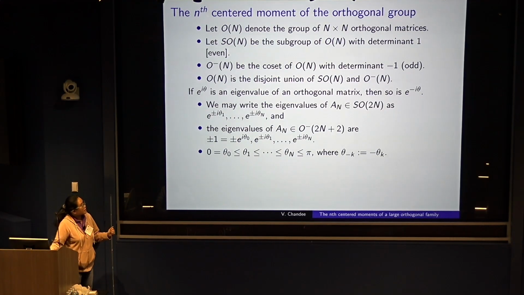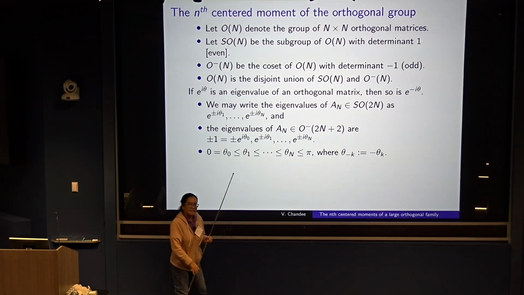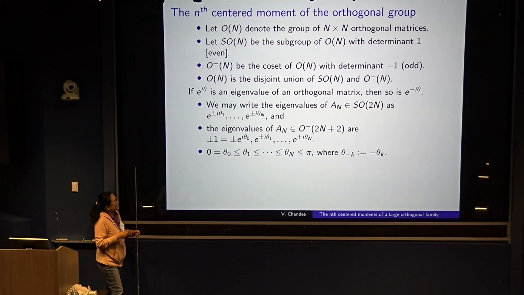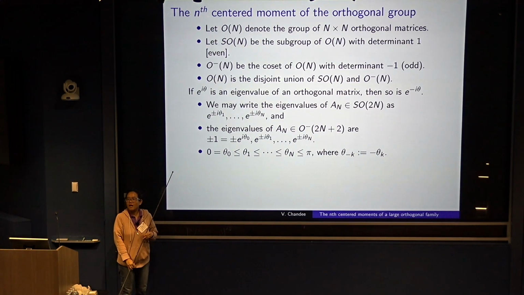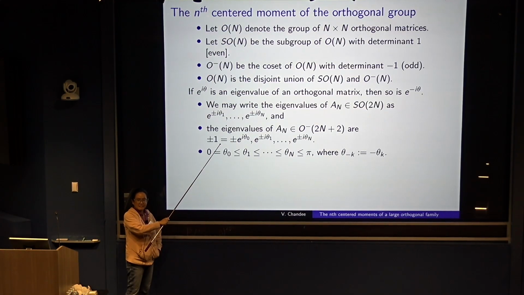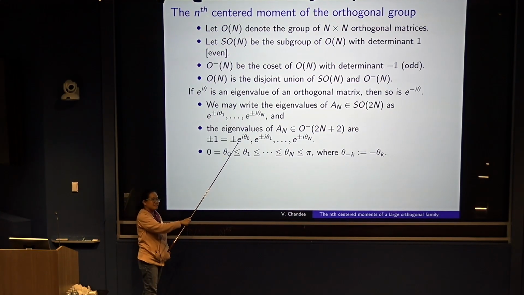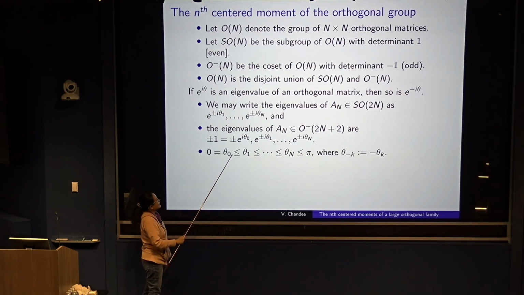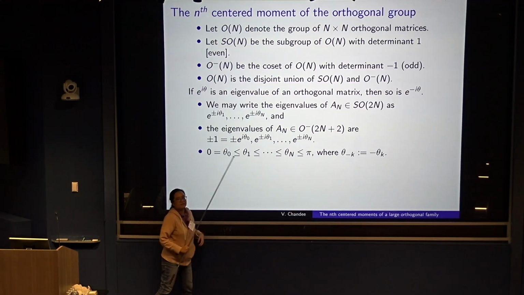Okay? And so if e to the i zeta is an eigenvalue of an orthogonal matrix, then e to the minus i zeta is also an eigenvalue. This can be an exercise in a linear algebra class. So for even orthogonal, you can write the eigenvalues as e to the plus and minus i zeta 1 up to e to the plus and minus i zeta n. For odd orthogonal, we have one extra eigenvalue, which is plus or minus 1. So we can add it as plus and minus e to the i zeta 0. Since it's symmetric in plus and minus, we can just look at the indices from zeta 0 to zeta n, going from 0 to pi instead of minus pi to pi.